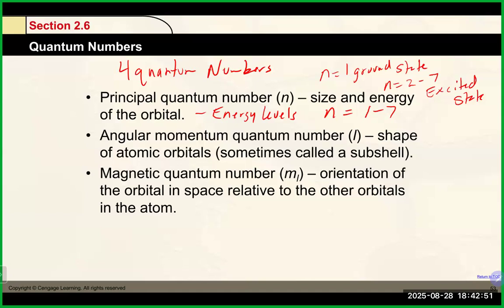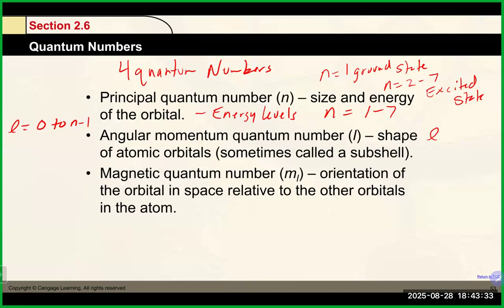The next quantum number is the angular momentum quantum number. It is l, and it is basically the shape of the atomic orbital. It tells you what type of orbital you're dealing with. Are you dealing with an s orbital? A p orbital? A d orbital, and so forth? Now, l could have values of 0 to n minus 1. So it runs through whole numbers from 0 to n minus 1, n being, of course, the principal quantum number we just talked about.